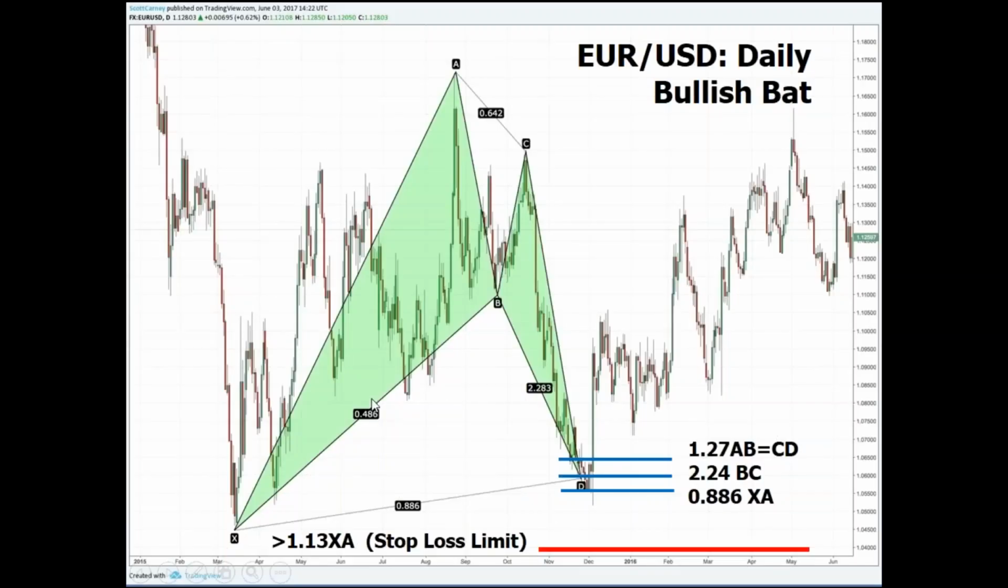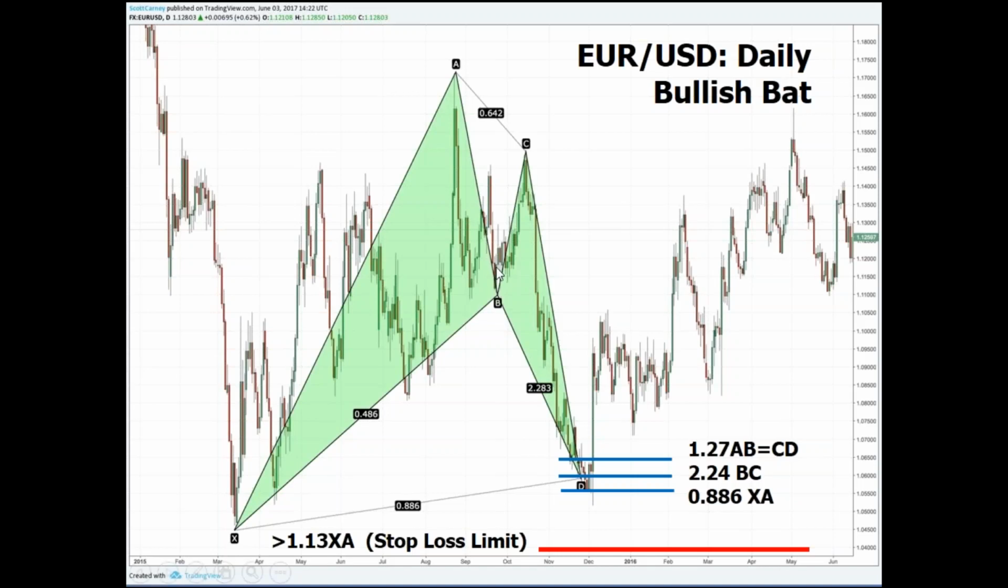On this chart, we've got a daily Euro USD bullish bat. Very clear structure. Initial starting point at X here, had a strong move up, and then notice our A to B, C to D formation. A very clear, distinct M pattern. That sets up our three measures. Notice the B point first and foremost. That's at a 48.6% retracement, a 486. Very close to the 50, and it qualifies.